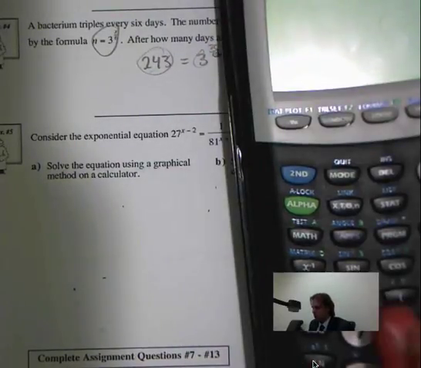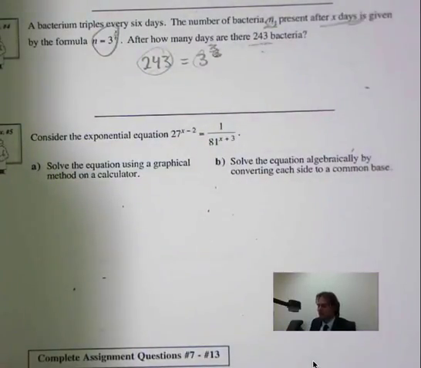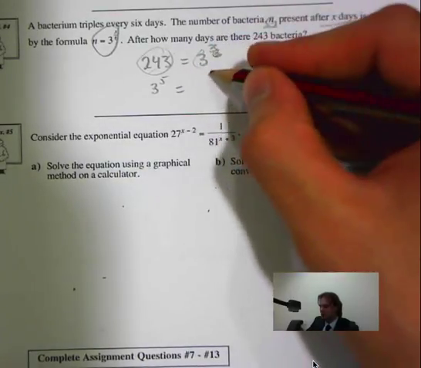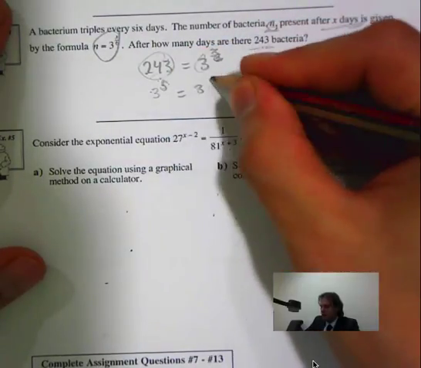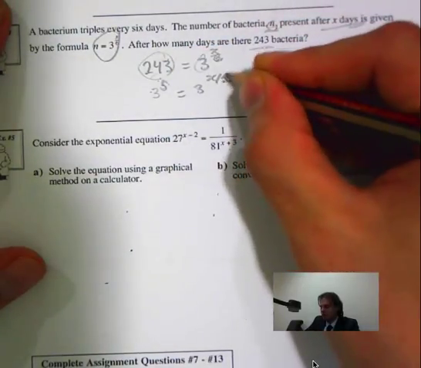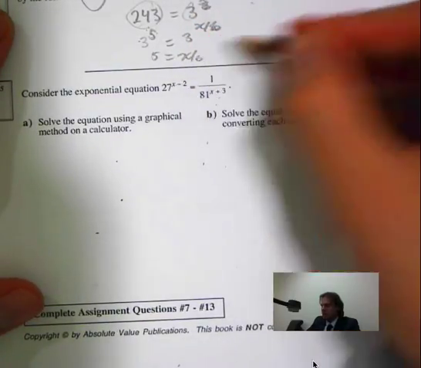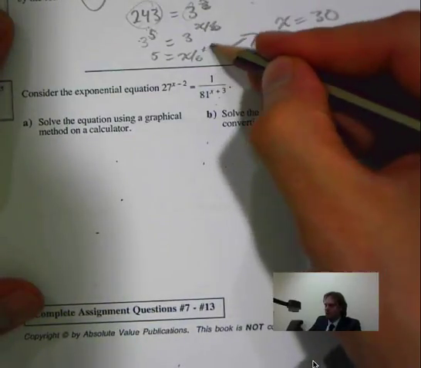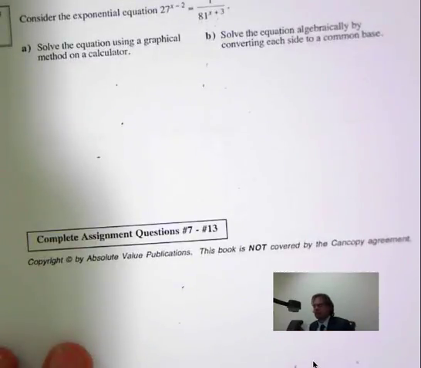There we go. So now we need this in base 3. Let's try this out. How many 3's do we have to get there? So I'm going to try 3 to the power of 5 first. Oh, 243. Look at that, lucky guess. 243. So I get 3 to the power of 5 is equal to 3 to the x over 6. Now, that means 5 is equal to x over 6. Therefore, x is equal to 30. So I multiply both of these by 6 to solve for x. And x is equal to 30. All right?